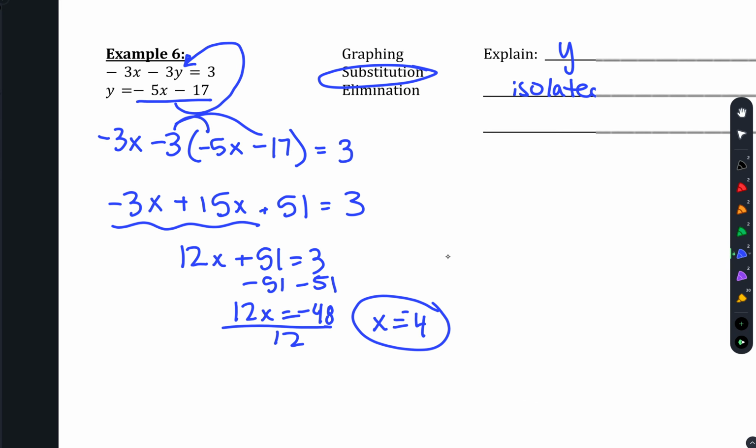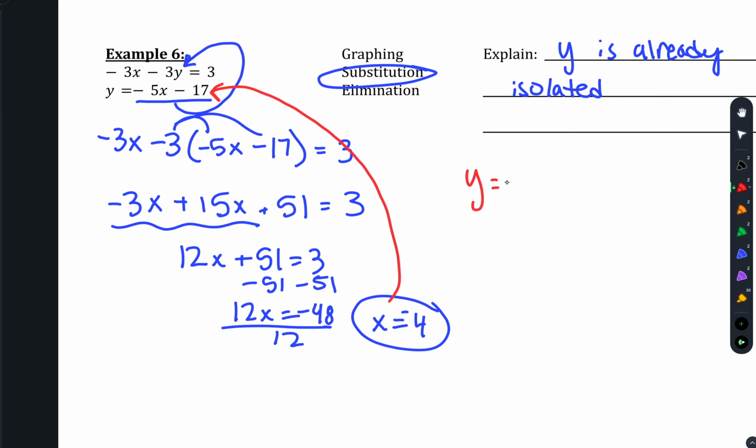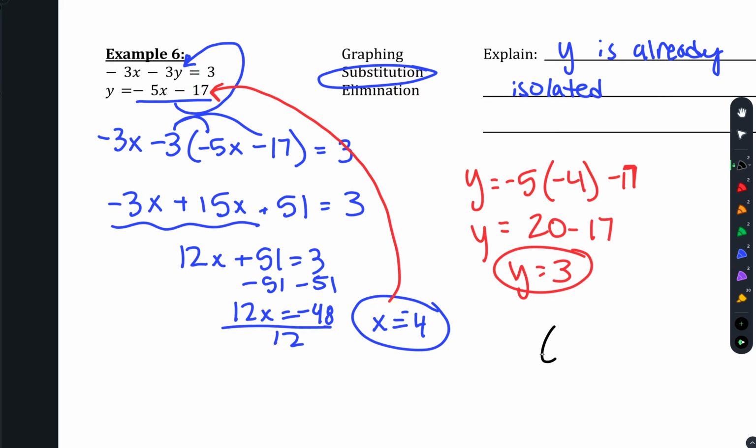We good with that? Plug it back in. I'm going to plug it into this one right here. Y equals negative 5 times negative 4 minus 17. That was a 17. 20 minus 17 is 3. Perfect. Any questions on this?